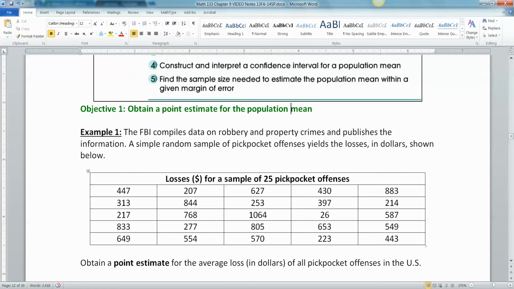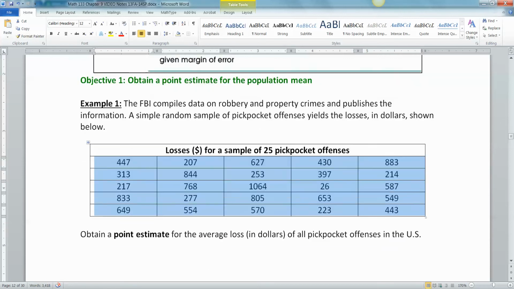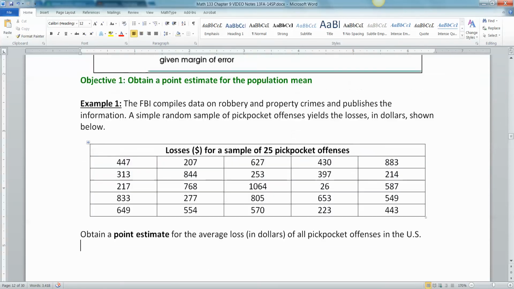All right, so we have here the FBI compiles data on robbery and property crimes and publishes the information below. A simple random sample of pickpocket offenses yields the losses in dollars shown below. So somebody had $447 stolen, somebody had $313, and so on. So we want to obtain a point estimate for the average dollar loss.